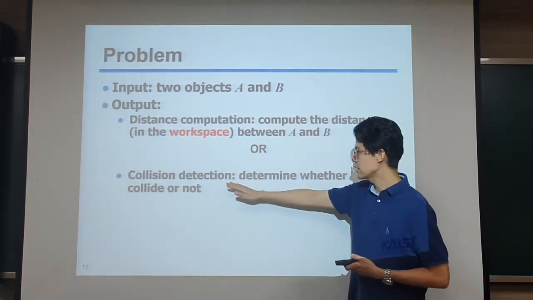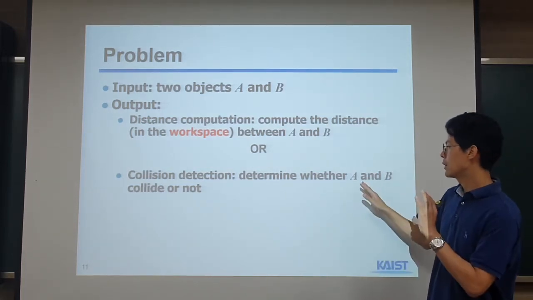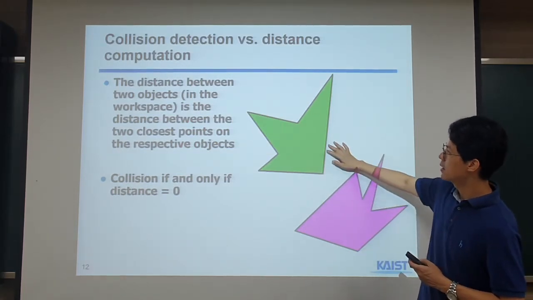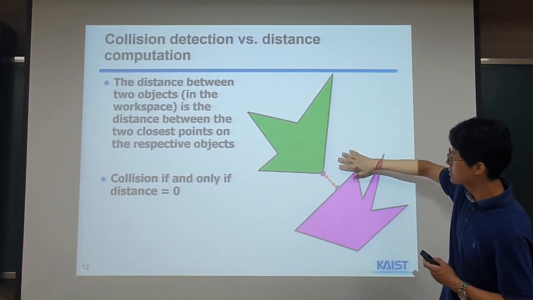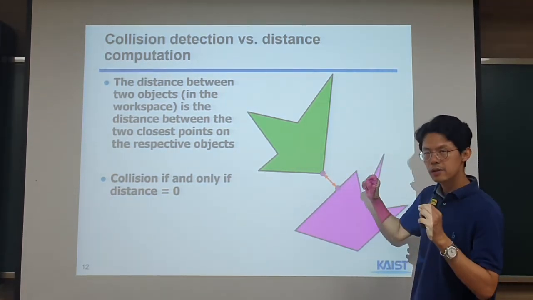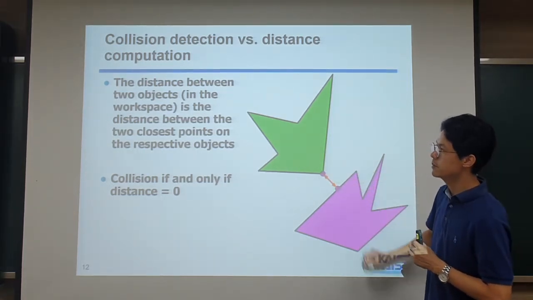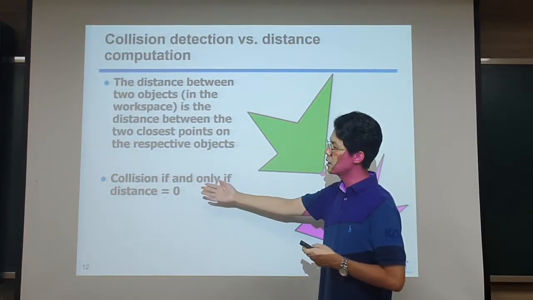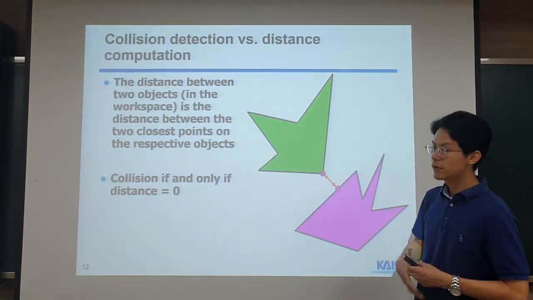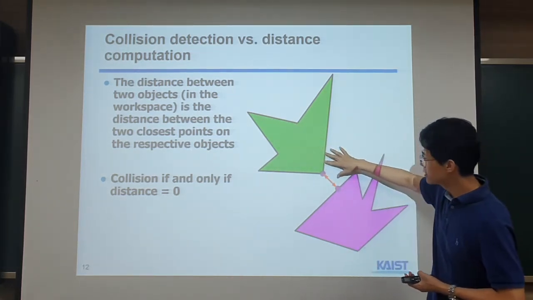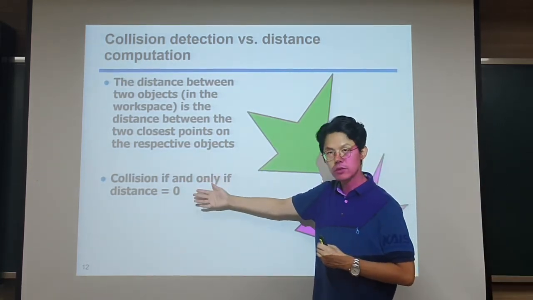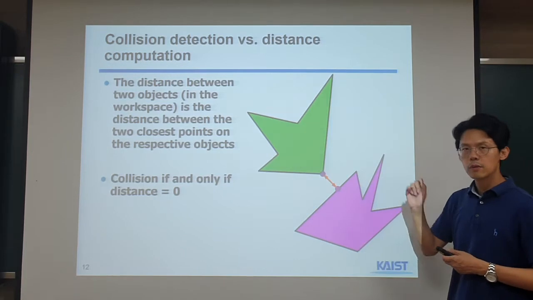Another one is collision detection. In that case, we need to check whether these two objects have any collision or not. Here, when you have these two objects, distance computation computes the two points that give us the minimum distance between the two objects. One can also treat collision detection this way: to perform collision detection, we just run this distance computation, and if the minimum distance turns out to be 0, then we know that we will have a collision, right?